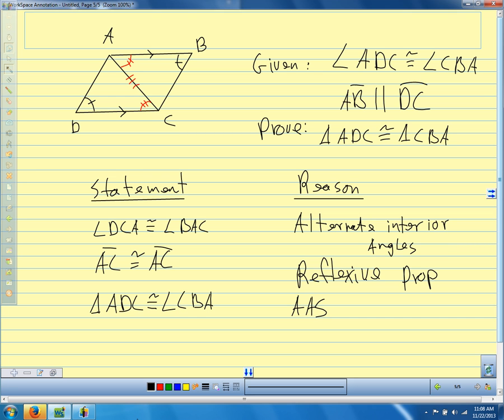So questions on that proof? This one's kind of nice because we use parallel lines and the reflexive property to show that these are congruent by angle, angle, side.